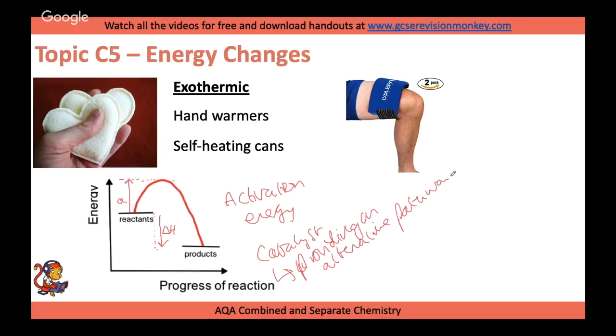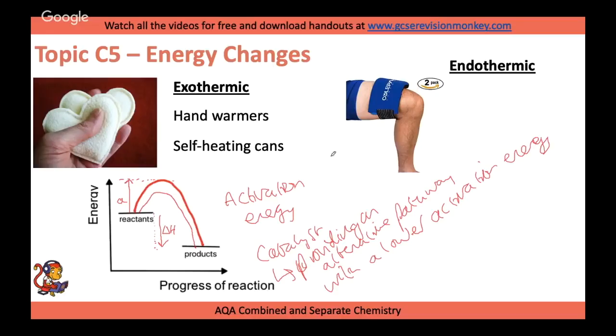with a lower activation energy. Excuse my handwriting. So you show this on your graph with a line with a lower activation energy. So it still goes from reactants to products, but it has a lower activation energy than the first one.